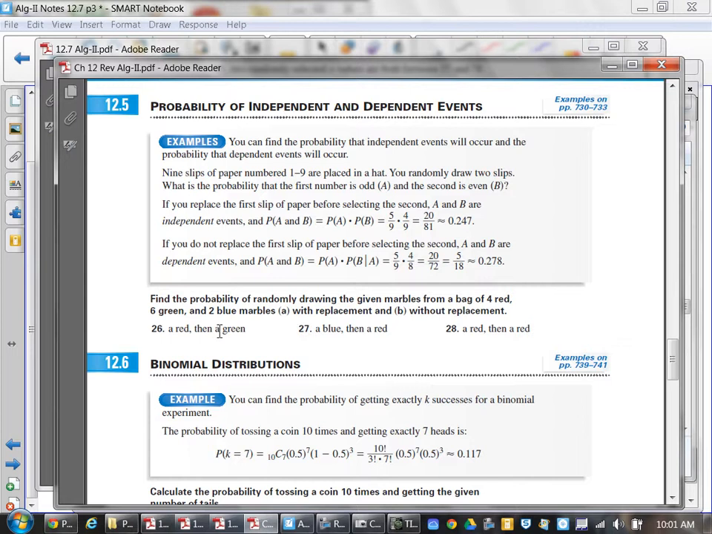If you're looking at the probability of drawing a single card and getting a jack or a king, how many jacks are there? 4. How many kings? 4. What's 4 plus 4? 8. Out of how many cards? 52. Whereas the probability of getting a jack and a king is 0, because with one card you can't get a jack and a king at the same time.